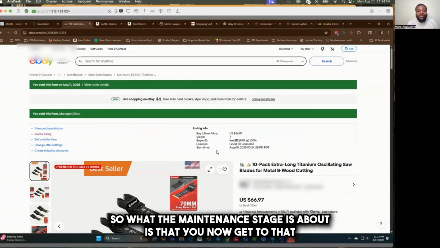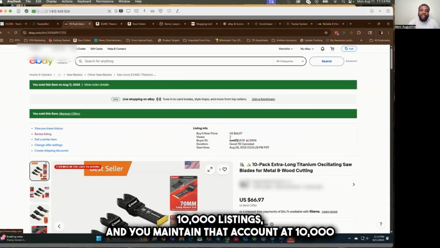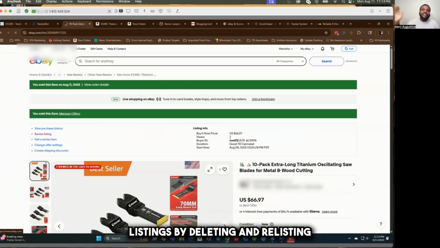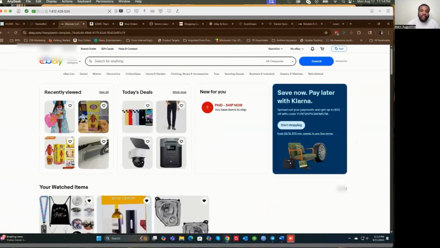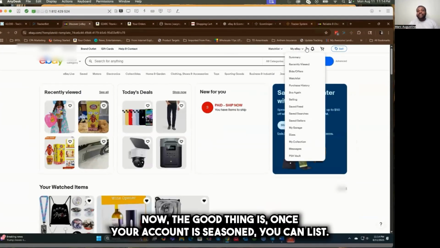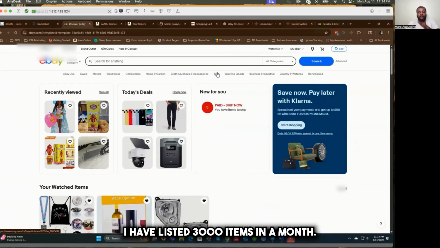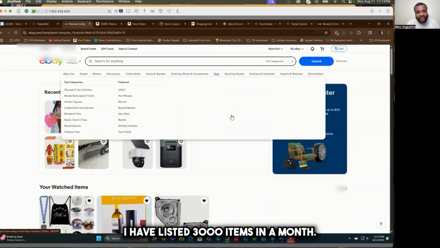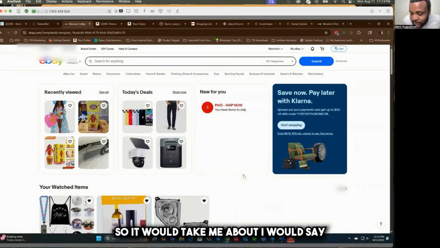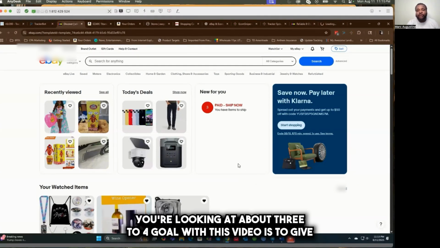What the maintenance stage is about is that you now get to that 10,000 listings and you maintain that account at 10,000 listings by deleting and relisting. Now, the good thing is once the account is seasoned, you can list. I have listed 3,000 items in a month. So it would take me about, I would say, I would list 4,000 items in the next 30 days. You're looking at about $300 to $500.